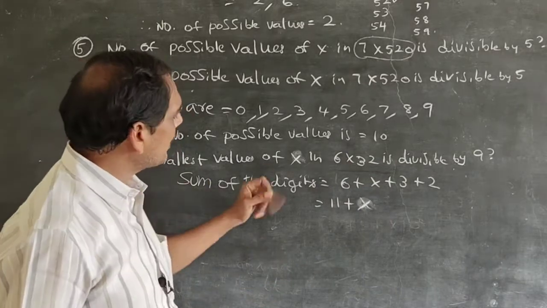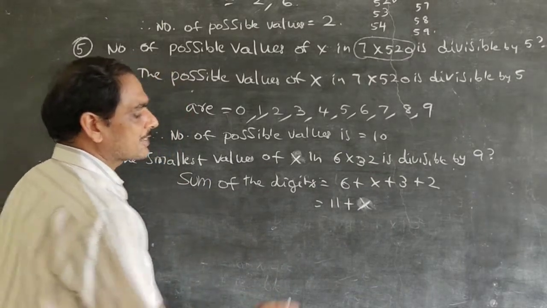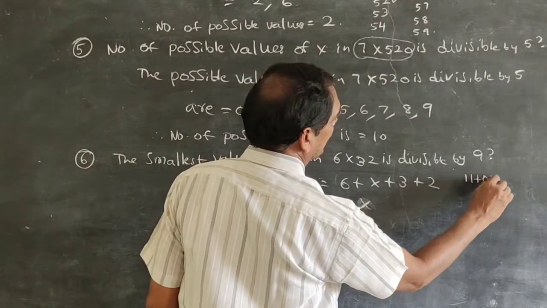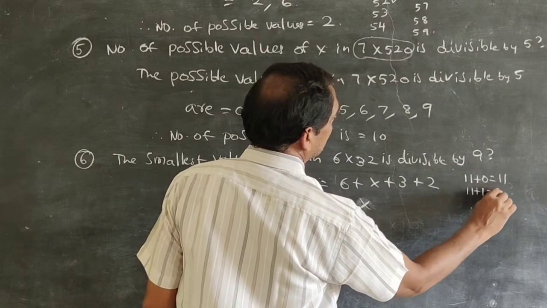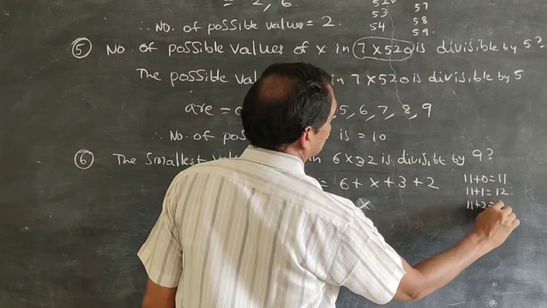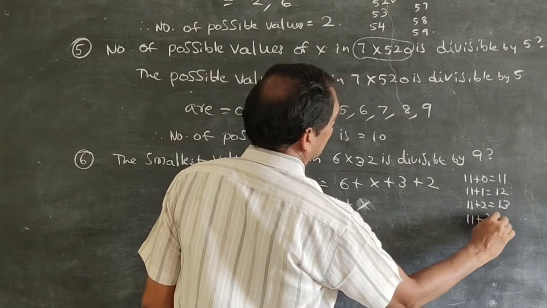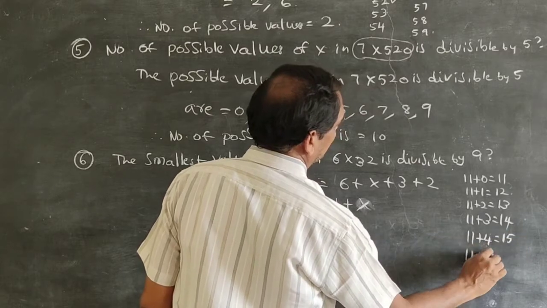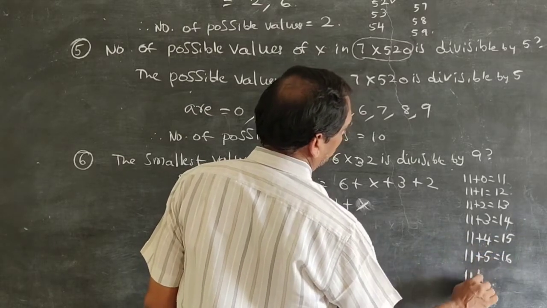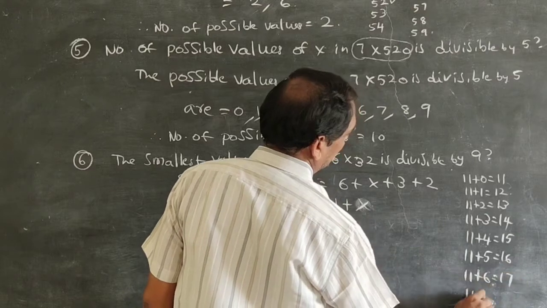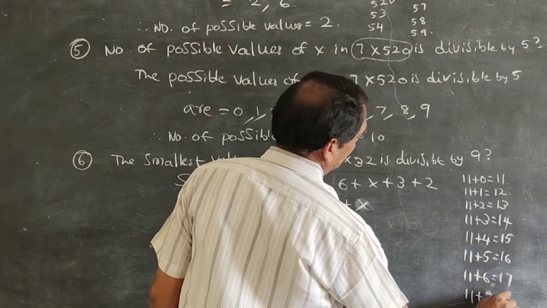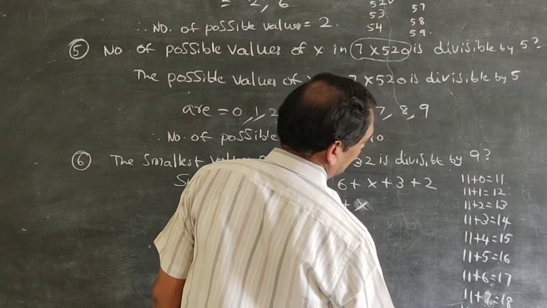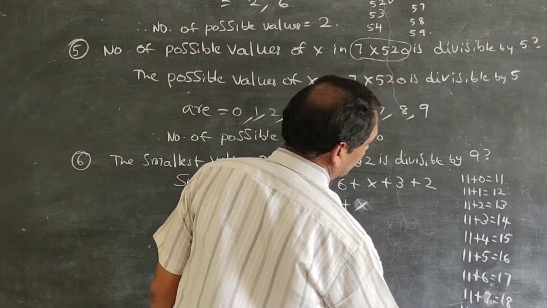So here the smallest value of x. Now if we substitute x equal to 0, we get 11. 11 plus 0 is 11. 11 plus 1 is 12. 11 plus 2 is 13. 11 plus 3 is 14. 11 plus 4 is 15. 11 plus 5 is 16. 11 plus 6 is 17. 11 plus 7 is 18. And 11 plus 8 is 19. 11 plus 9 equal to 20.